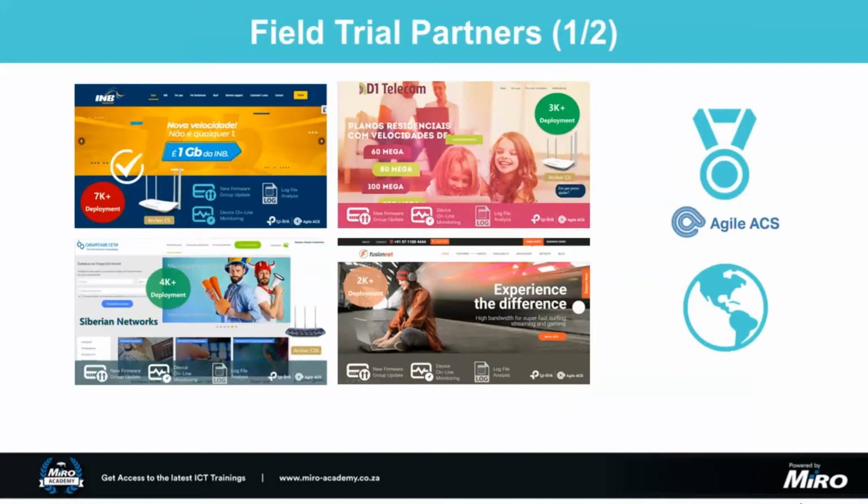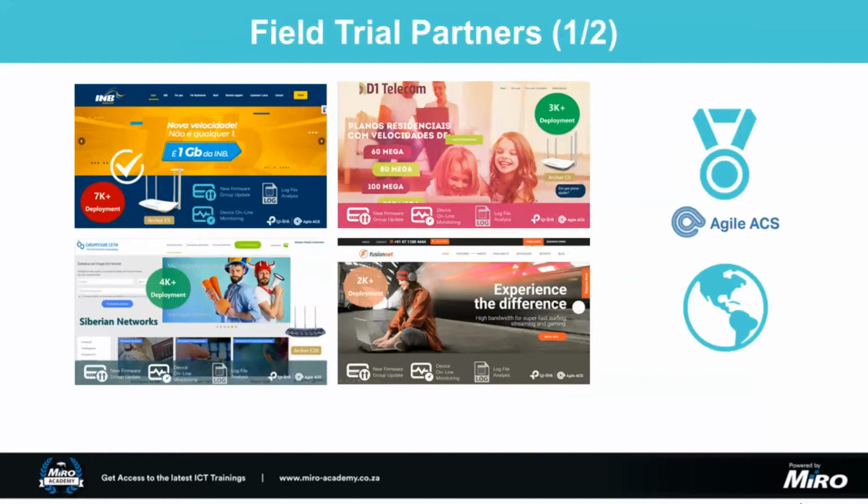And we've got a few examples of ISPs in India, Netherlands, and so forth, that have been using this solution very successfully. And we've got a few updates on the numbers there, 7,000 users, 4,000 users, and so forth, that they are using to manage with the Agile ACS solution.